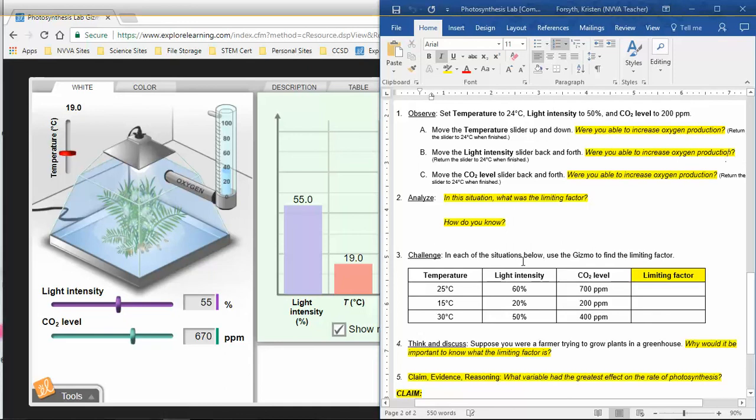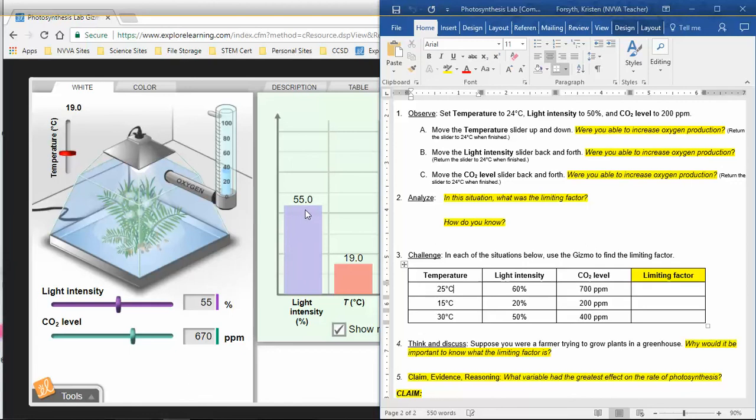They limit that. Okay? Once you've completed this, for the challenge part and number 3, you test each of these situations and then you tell me what's the limiting factor, what's going to limit the amount of, I'm sorry, not carbon dioxide, oxygen being produced, okay? Is it temperature? So is temperature the one that causes that change? Is light intensity the one that causes the change at 60% or at 20% or at 50%? Is it your CO2 level? So then you're just going to tell me one of these answers should be in this box, okay?